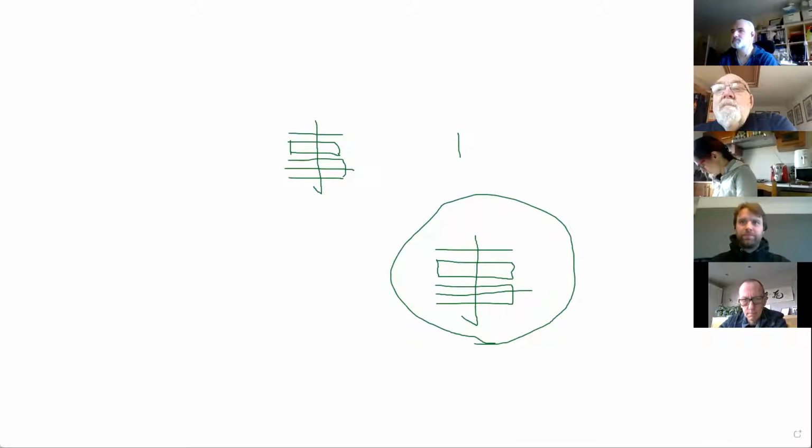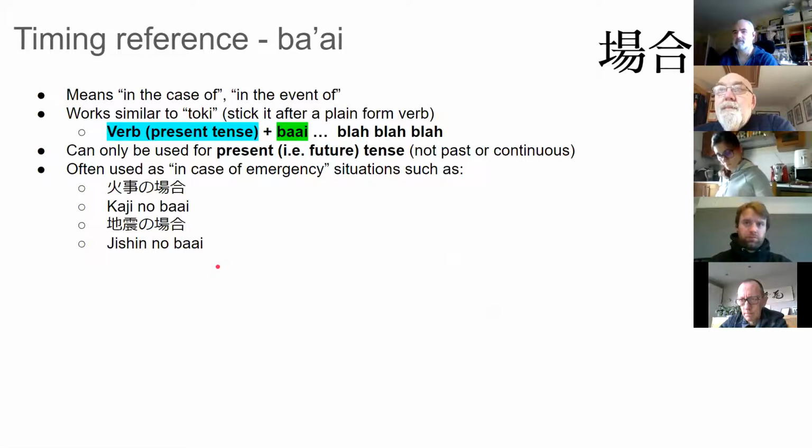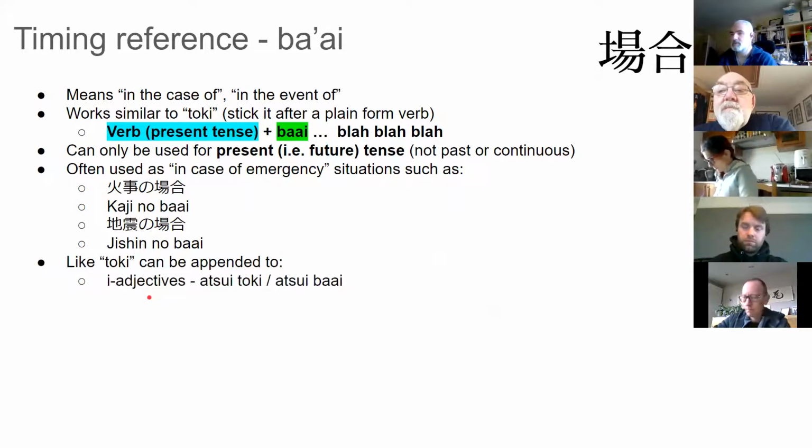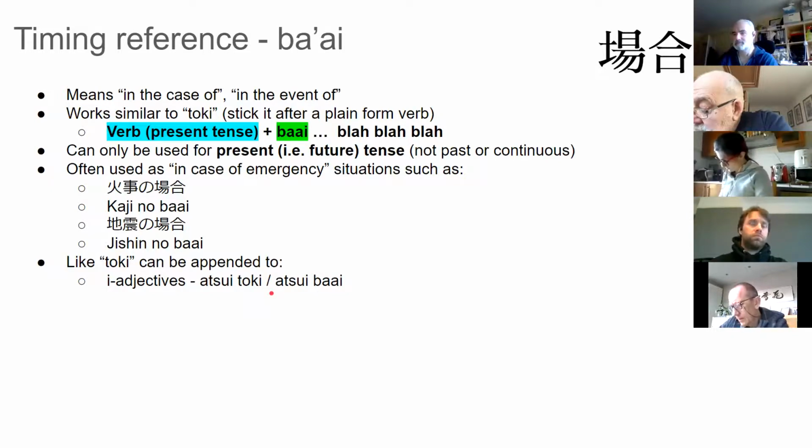Okay, let's go back to here. Kaji no bai, for example. So like toki, it can be appended to i adjectives. So we can say when it is hot, atsui toki, or just atsui bai. I adjectives are not, in this case, time sensitive.